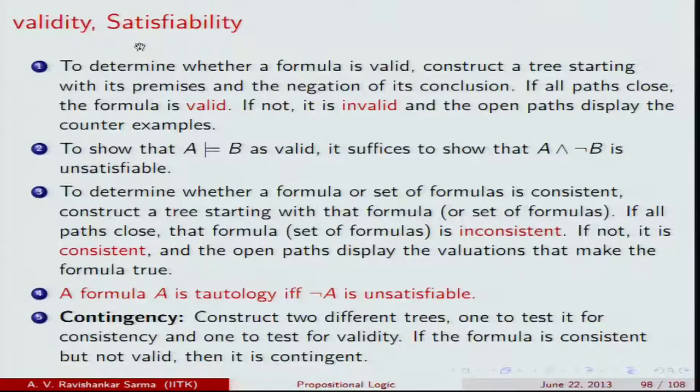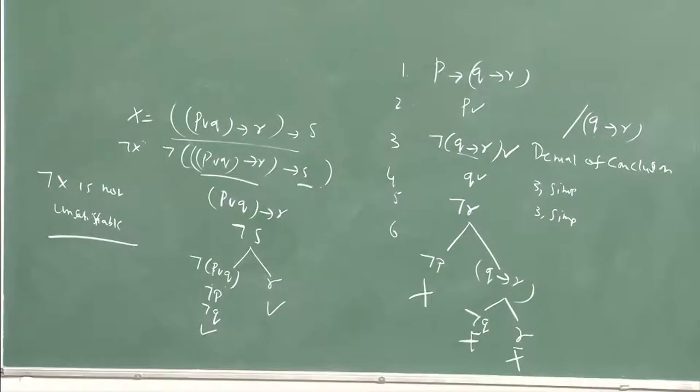So for contingency, what you need to do is construct two different trees. One is to test for the consistency, and the other one is to test the validity. So the one which we have mentioned here on the left hand side of the board is to check for the validity of a given formula. So that is one test which we are trying to do. Definitely it is considered to be an invalid formula.